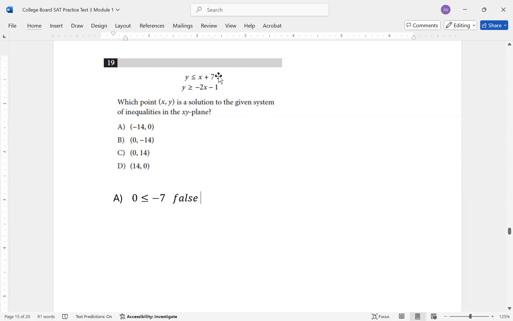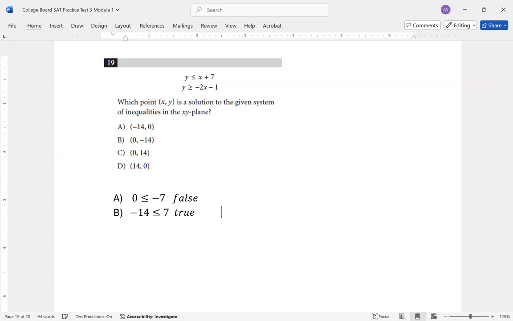Again, I'm just plugging into the first inequality first, and then if that were true, I'll go on to the second. There's no need to go on to the second if my first inequality is already false. So for B, we're looking at 0, negative 14. Let's plug that into the first inequality. We'd get negative 14 less than or equal to 0 plus 7. So that's true.